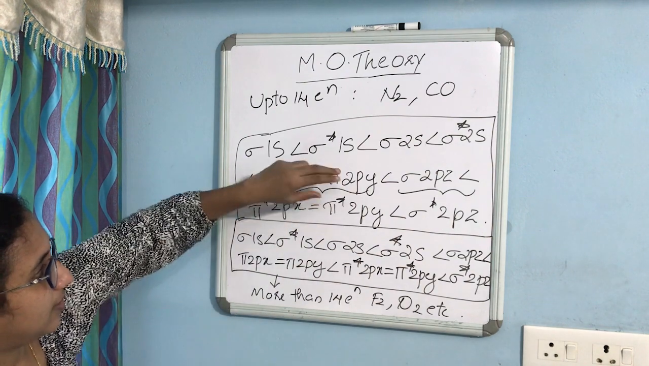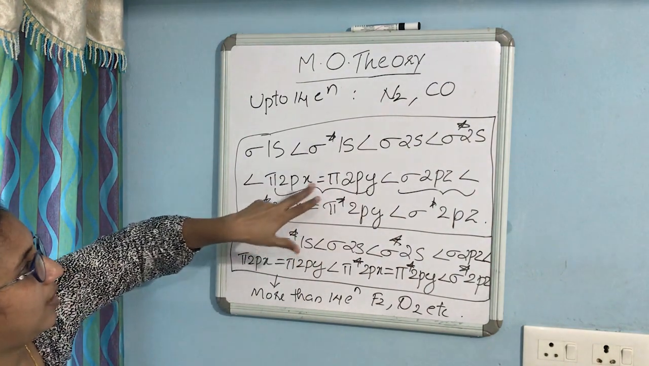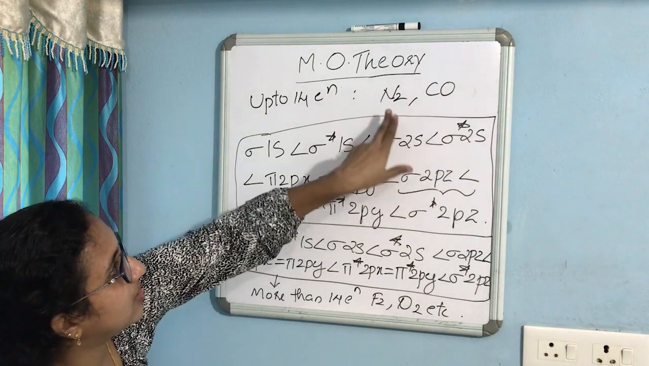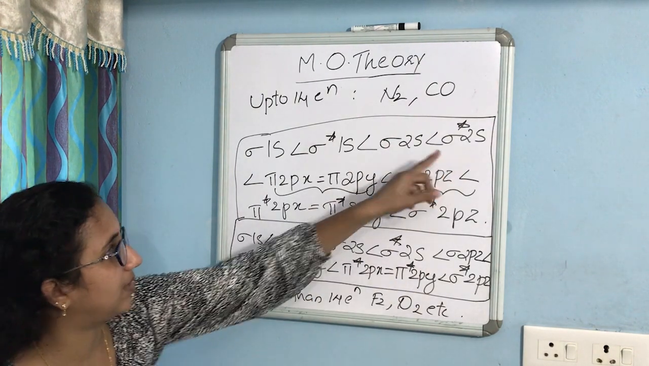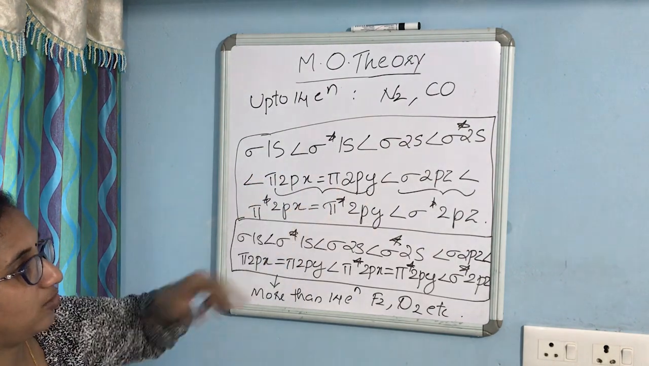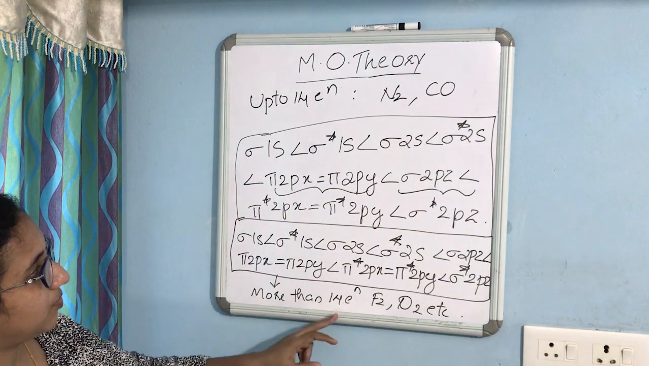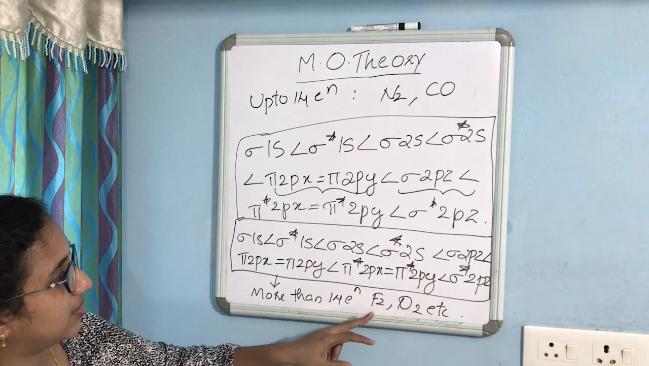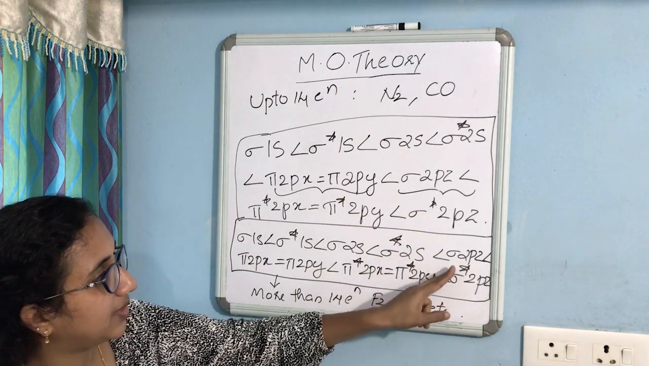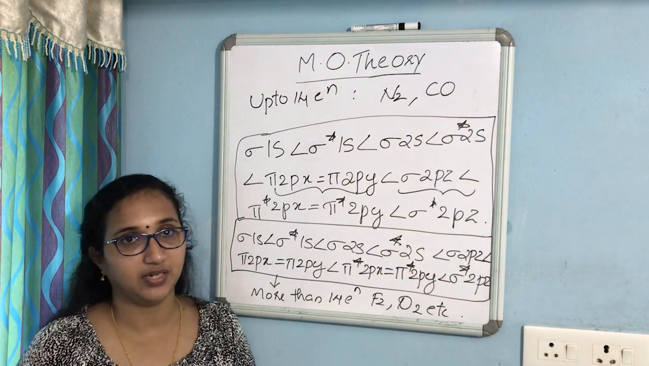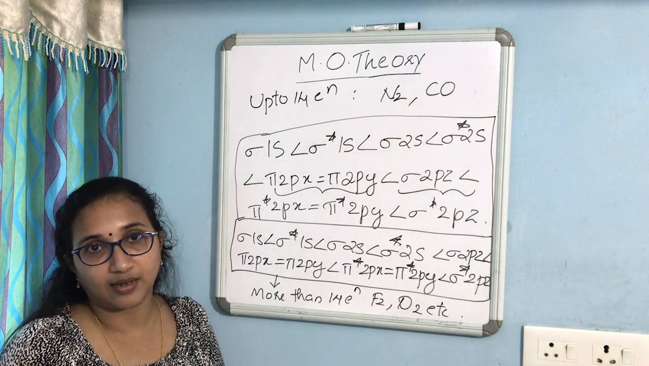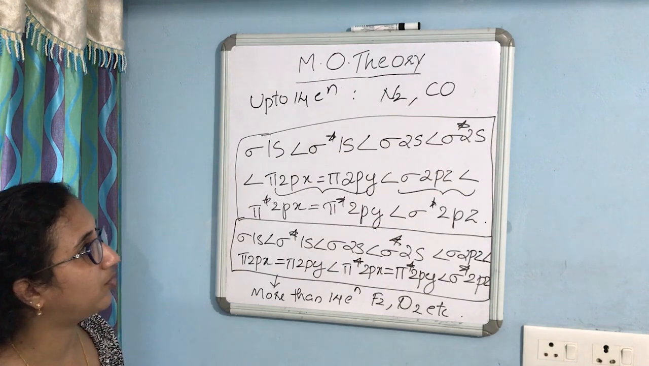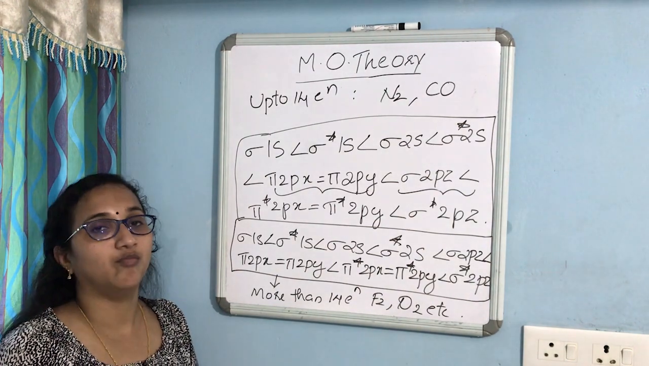So only this thing you should remember. In the case of up to 14 electron systems, after sigma star 2s, the pi 2px and pi 2py come. Whereas for more than 14 electron systems, after sigma star 2s, the sigma 2pz will come. So this is the order of energy of different molecular orbitals, or we can say the MO configuration for different molecules.